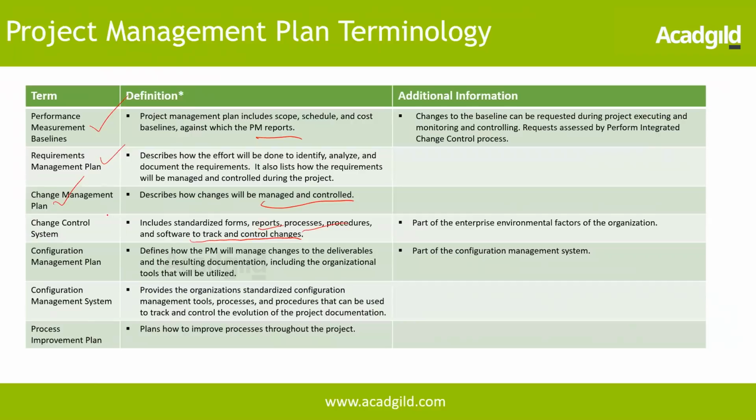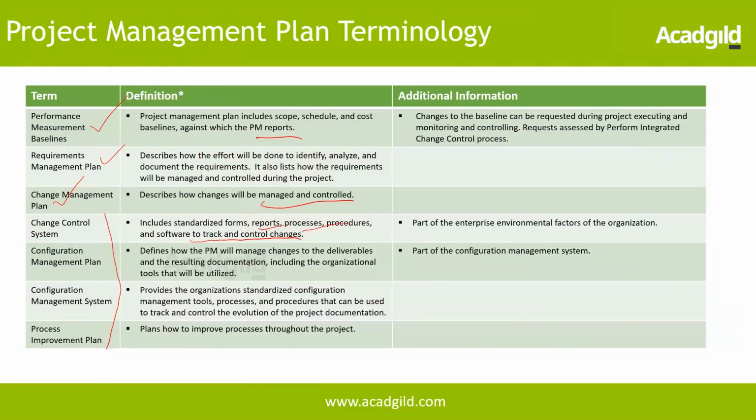So these 3 go together. In fact, the process improvement also. So the change control system talks about all the process procedures. The configuration management plan talks about how the PM will manage changes to the deliverables and the resulting documentation, including all the tools that will be utilized. So the configuration management system is nothing but the tools, processes, and procedures that it provides. It's an enabler for doing your change control system and your configuration management.